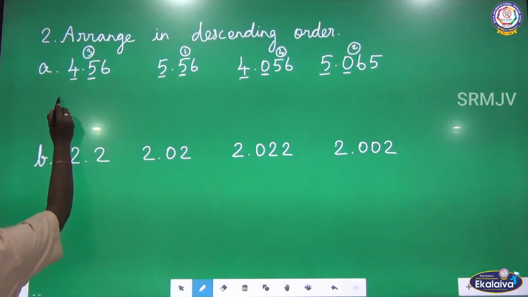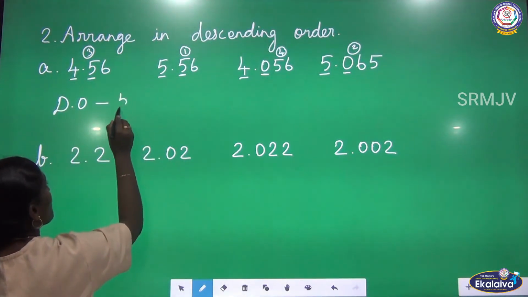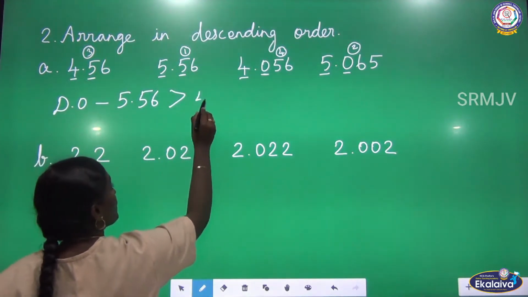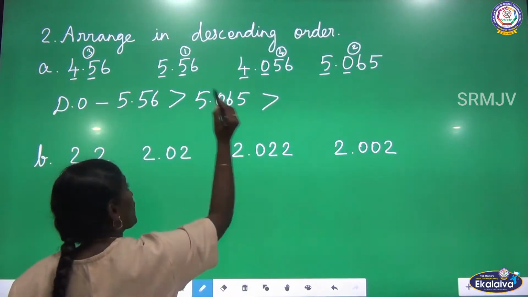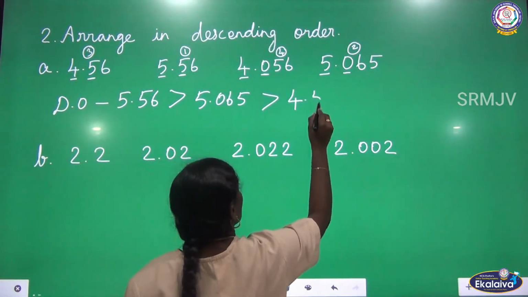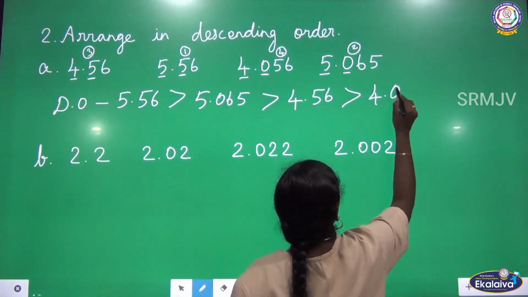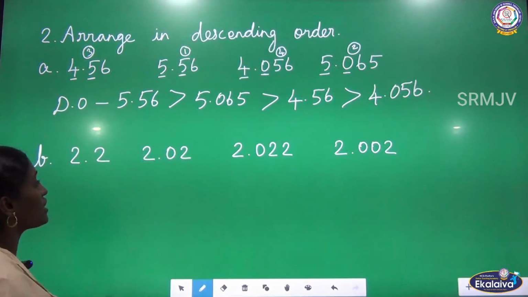Now we are going to arrange the numbers in descending order. So the greatest number is 5.56 and second number is 5.065 and 4.56 and 4.056 is the smallest number. So this is the descending order for the given decimal numbers.